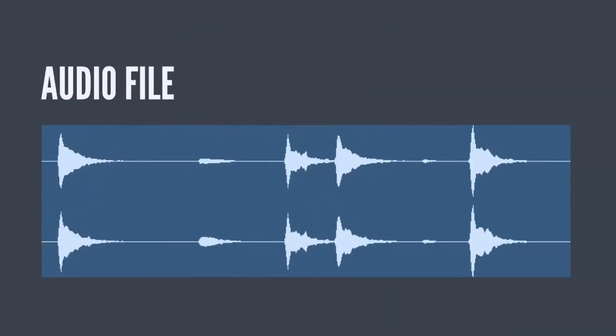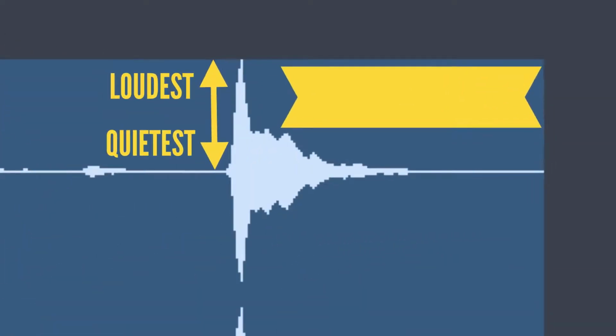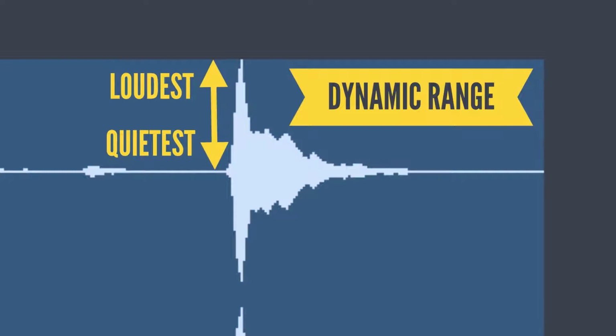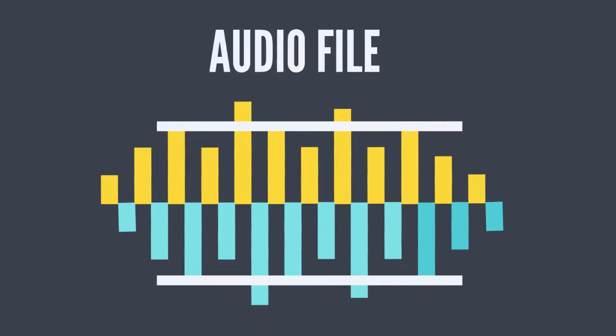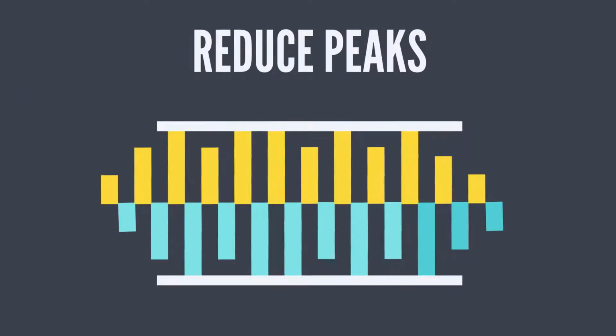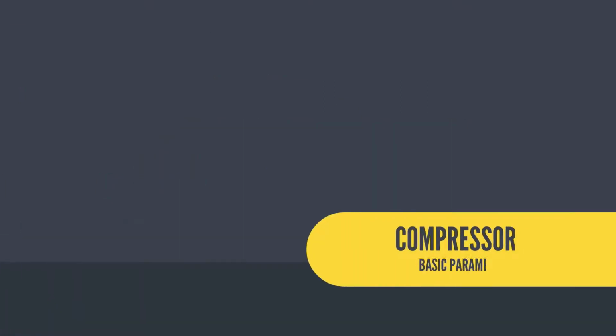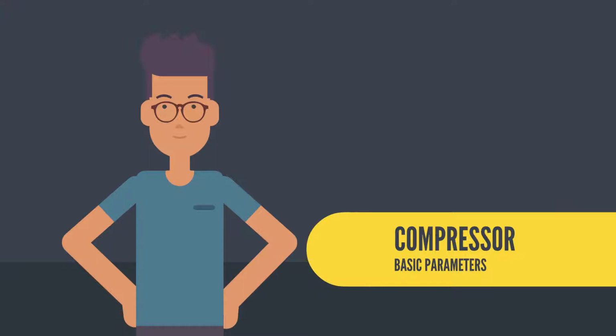As you know, every sound has a different waveform. The range between the quietest and the loudest part of a sound is called the dynamic range. With compression, you can reduce the dynamic range by making the peaks of a sound quieter. Every compressor has a few basic parameters you should know.